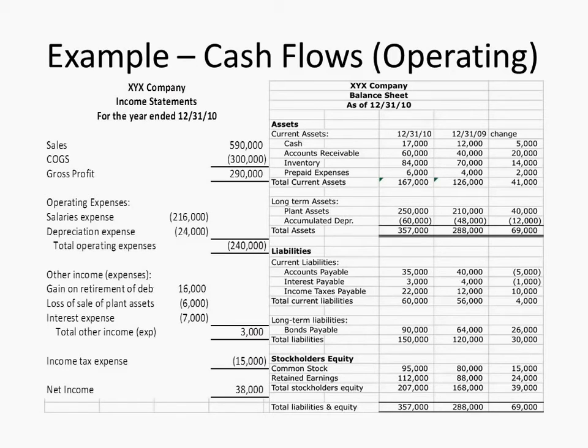Does anyone have a question on what I'm talking about? Have I lost you? Should I go back over this? You would take the $5,000 and apply that to cash paid for income taxes. That's on your operating section.